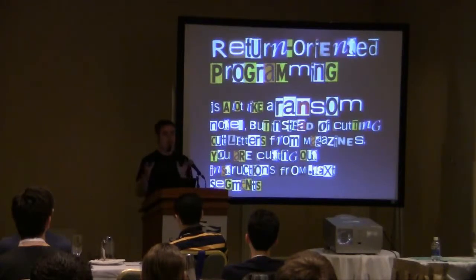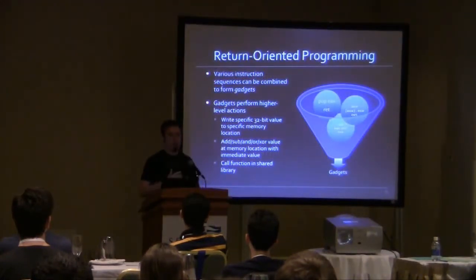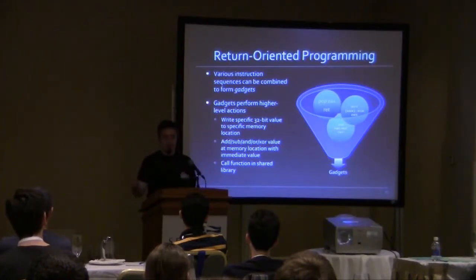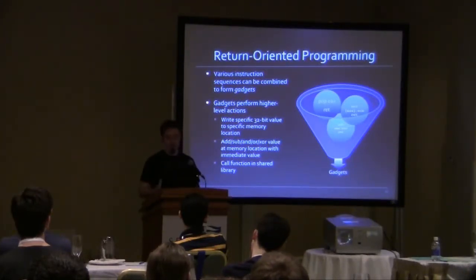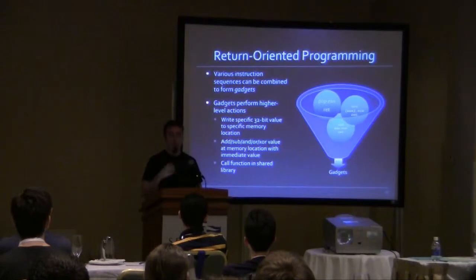You're taking little bits, putting them together to have a higher order message. Build them into words and build that into the note. And in the terminology of return-oriented programming, these are called gadgets. You take these useful sequences and combine them into a gadget. A gadget is a high-level operation that is somewhat useful. So a gadget could be something like writing a chosen value to a chosen location. It could be modifying a value in memory, like adding or subtracting, logical operations, and so on, or calling a function in a shared library.